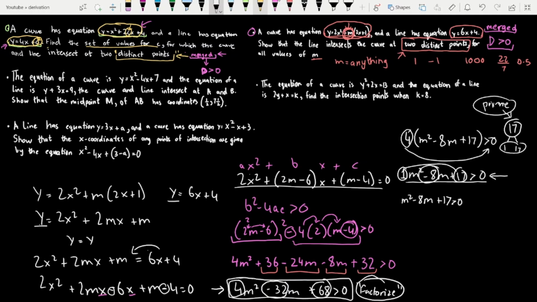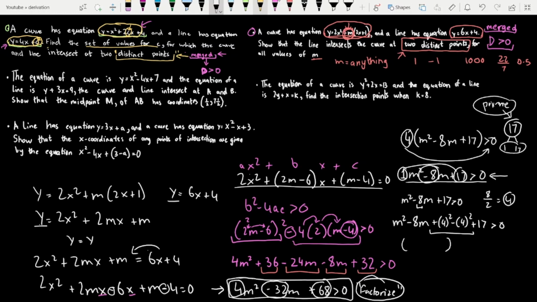Now I'm going to apply my steps that convert a standard quadratic to a vertex quadratic. I have this 8 over here. I'm going to divide it by 2, and I get 4. So now I have my m squared minus 8m plus 17. Remember, we leave some space in between, and in that space we add the 4, square it, and we subtract that 4 and we square it.